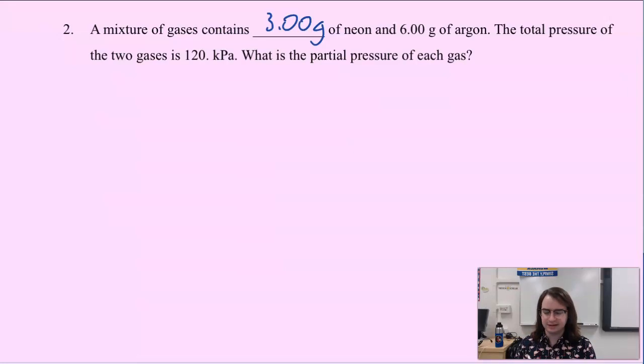Why don't you pause, give it a try, see if you can manipulate and use the same sort of techniques that we used last time. But remember that you're starting in grams. You can't just go straight from grams into partial pressure. You need to get into moles first. So go ahead and just give it a shot. Come on back when you're done.